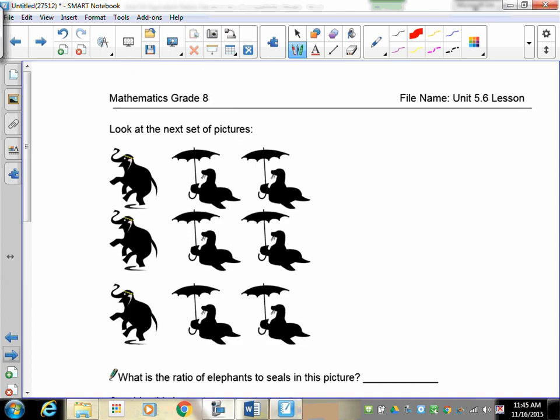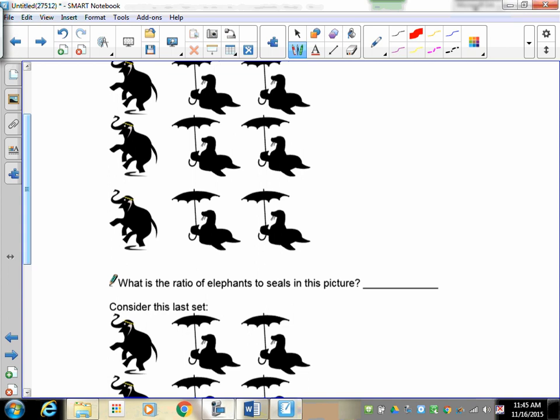Let's go one step further. Let's triple it. Now I've got 3 elephants for every 6 seals, but this is 1 elephant for every 2 seals. When we did the doubling, we found that they were both 1 elephant for every 2 seals also. So you're starting to see something forming here.